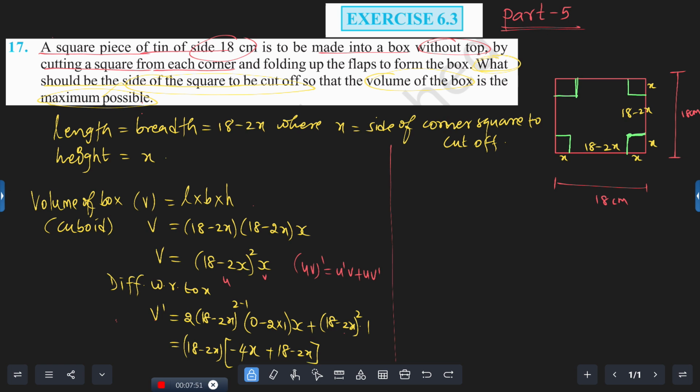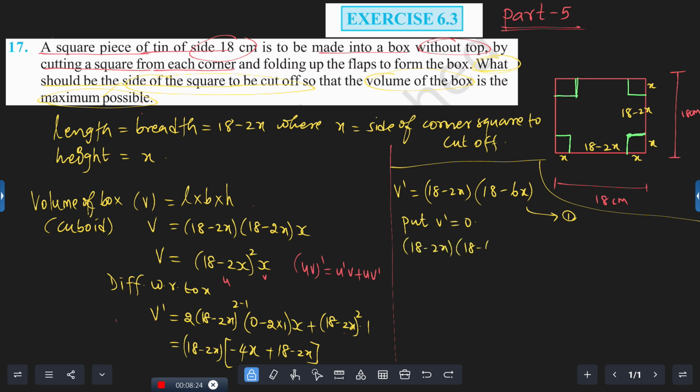Now V dash is equal to 18 minus 2x into 18 minus 4x minus 2x, that is minus 6x you will be getting. This is V dash at present. Let's call this answer number 1. Now put V dash equal to 0, then only you can find the x value. 18 minus 2x into 18 minus 6x is equal to 0.